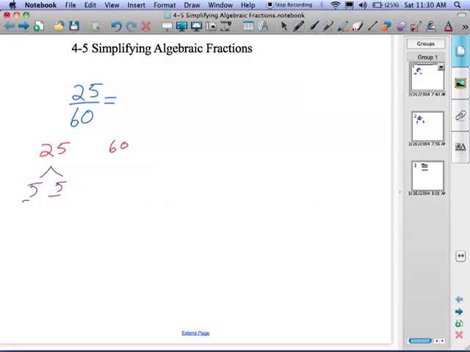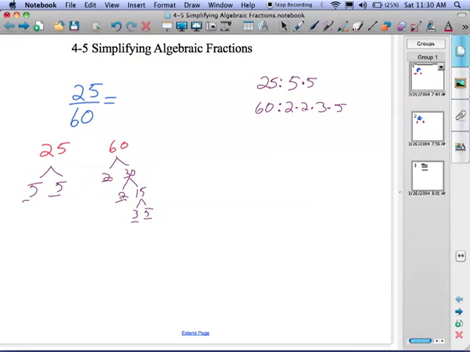Factor trees, still not changing. 25 is 5 times 5. 60 is 2 times 30. Remember, lowest prime numbers always on the left. 30 can be 2 times 15. 15 is not even, not divisible by 2. This time we move up to 3. It's 3 times 5. So, for 25, the prime factorization is 5 times 5. For 60, the prime factorization is 2 times 2 times 3 times 5.